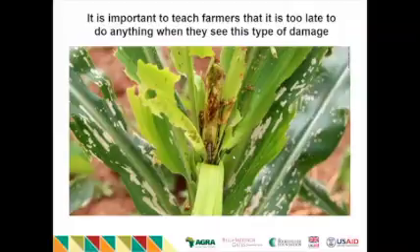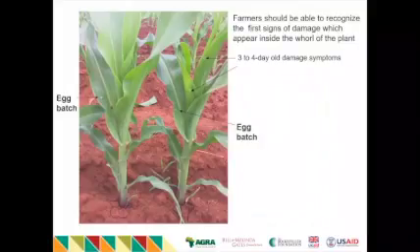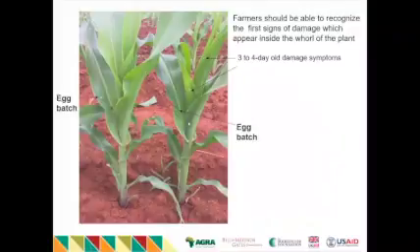But what I think is extremely important, and this is the message that you as a trainer should convey, is that farmers should learn how to identify the first signs of damage. There again, and I'm using the same photo, on the left-hand side you can see an egg batch, on the other plant as well. And this damage symptom that you see here is 3 to 4 day old damage.